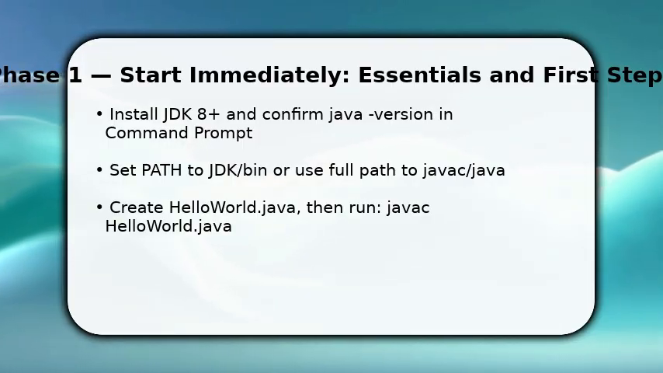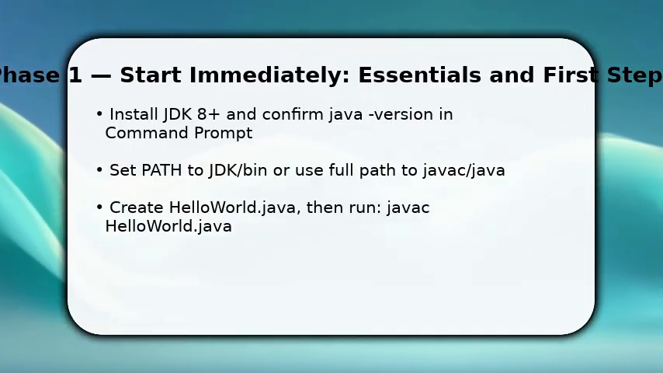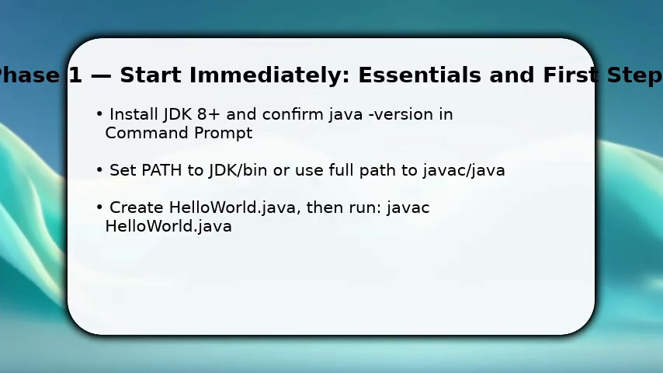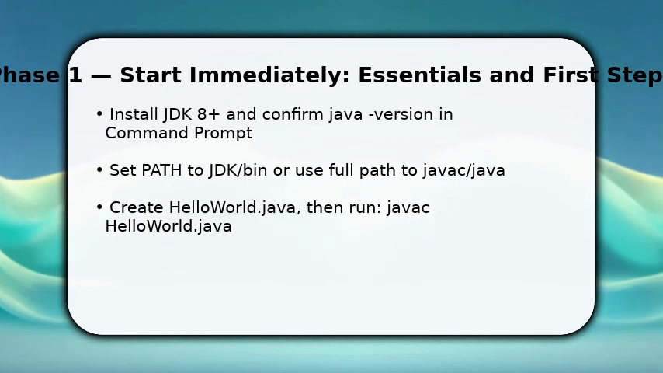Next, create a simple Hello World Java file with a public class and main method, and save it in a working folder. Then compile with javac HelloWorld.java. This produces HelloWorld.class. Make sure no typos exist in the class name, because compile errors block the next steps.